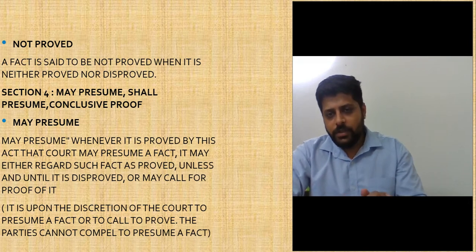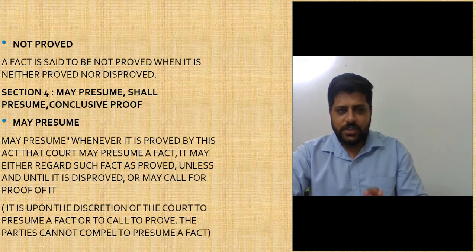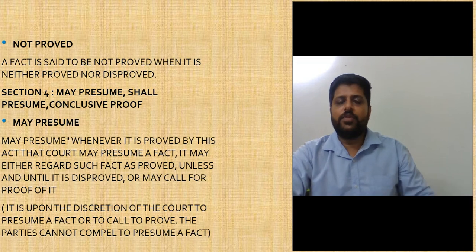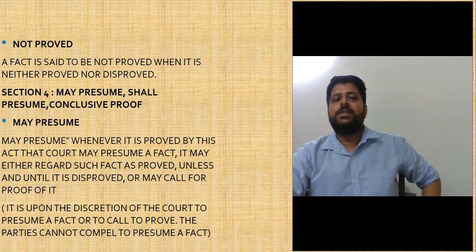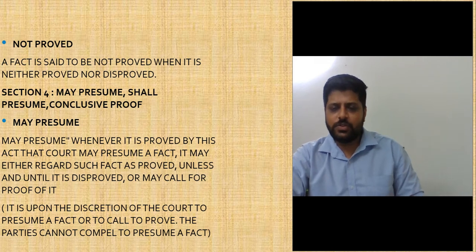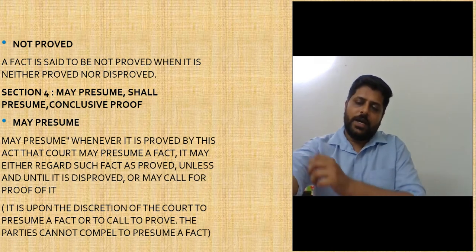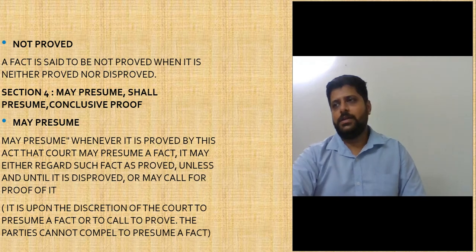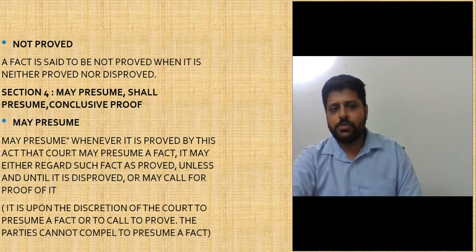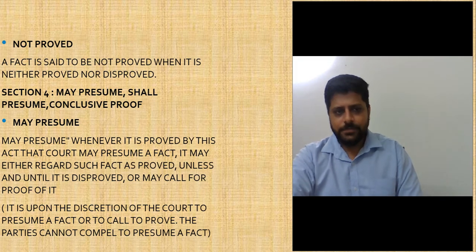Now moving to again a very interesting definition, Section 4. It talks about may presume, shall presume, and conclusive proof. It talks about presumption. In general terms, I'll say that may presume is the discretion of the court, and shall presume is mandatory for the court. Now, we'll see the definition.